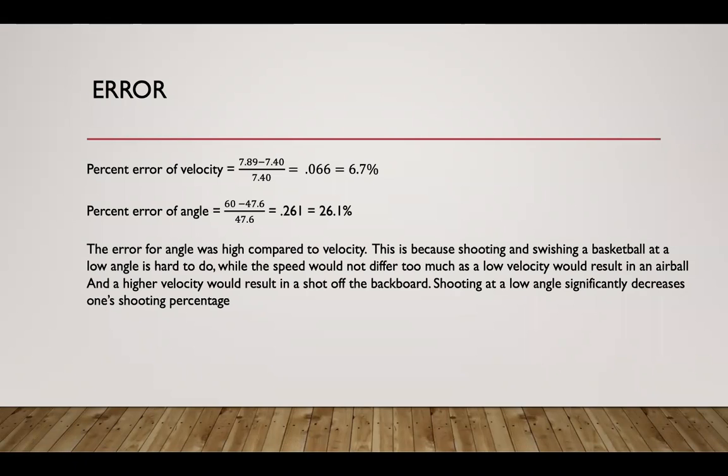Percent error for velocity was 6.7%. Percent error of angle was 26.1%. Now, percent error of the angle is higher because it's extremely low. It's extremely hard to shoot a basketball at a low angle and still swish it. That's why for us, 60 degrees was the angle that we did it at, which isn't even that close to the 47.6. But for velocity, it doesn't make that much of a difference as the speed; it wouldn't be that much of a difference if you shoot it that much higher or that much lower.